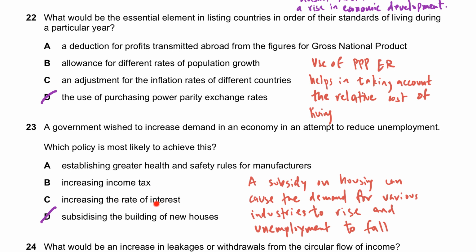C, which says increasing interest rates, would result in AD falling. Similarly, B would make the AD fall, and A says establishing greater health and safety rules for manufacturers may result in supply side policies happening, but may not necessarily result in demand rising.